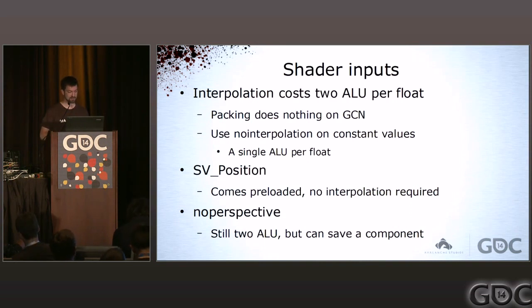The screen space position comes preloaded, as I said. It doesn't require any sort of interpolation. However, like in the past, when you had interpolators preloaded, you could still be interpolator bound if your shader was very short. And this is still the case with things like SV position. If you have a very short shader, you can actually be limited by that. And in that case, it might actually be faster to just pass an interpolator instead. But if your shader is sufficiently long, it's going to be faster to use the SV position instead, because then you don't pay the cost for interpolation.